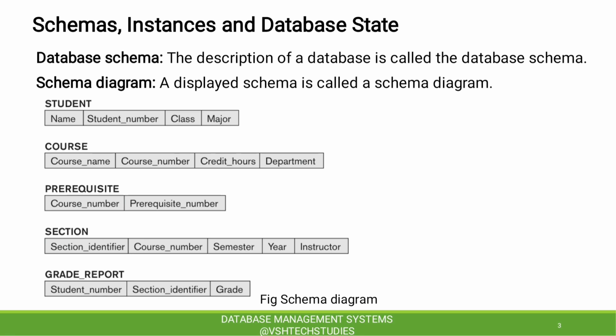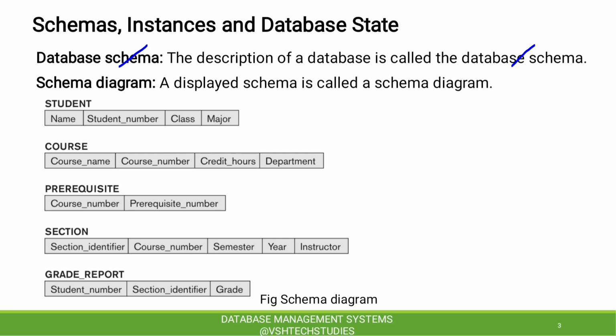First, let us know what is database schema. The description of a database is called as database schema. Description means describing, and database means a collection of tables. So describing the collection of tables, that is called as database schema. What is schema diagram? Schema diagram means the schema is represented in the form of a diagram.